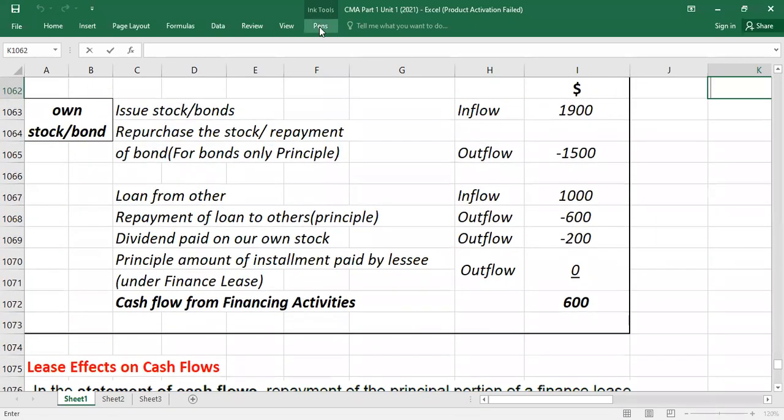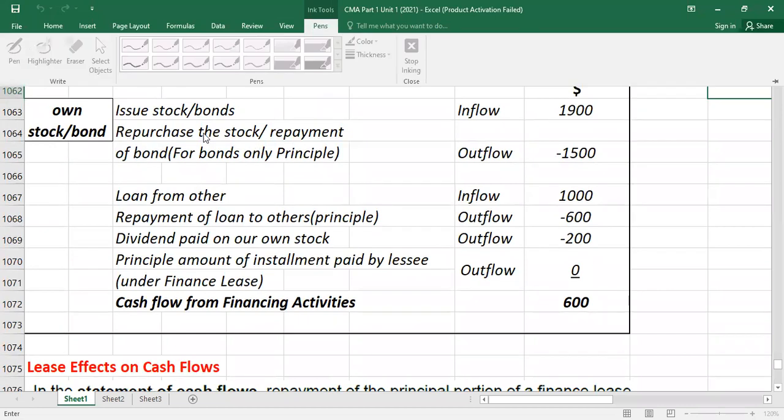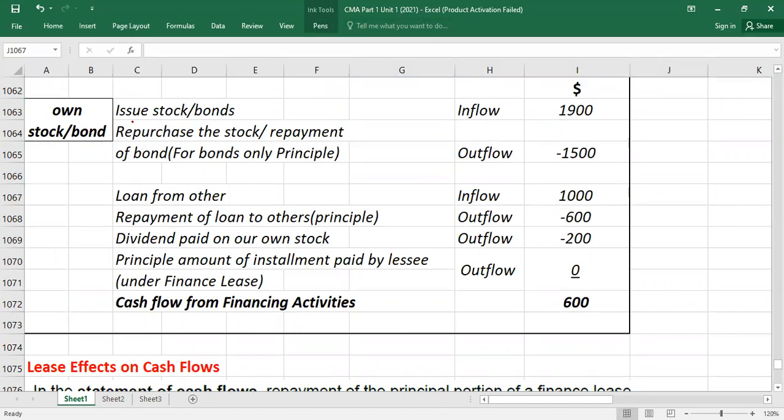So here we go, guys. As I told you, we are dealing with here our own stock or bonds, right? When we issue the stock, it is inflow because we are receiving money. Or even when we issue the bonds, it is inflow. When we repurchase the stock, it is outflow. Or even when we make the repayments for bonds, but only which amount? Principal outflow, because interest payments will be recorded under operating.